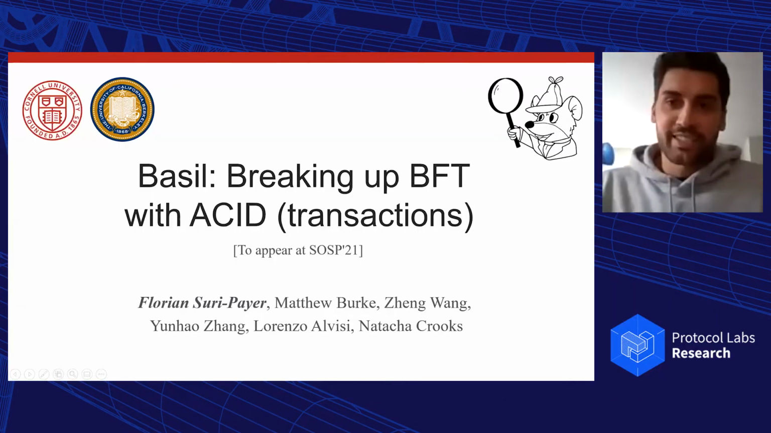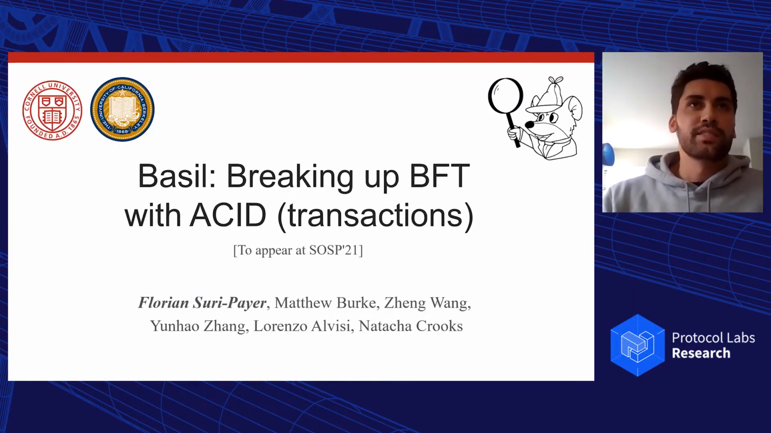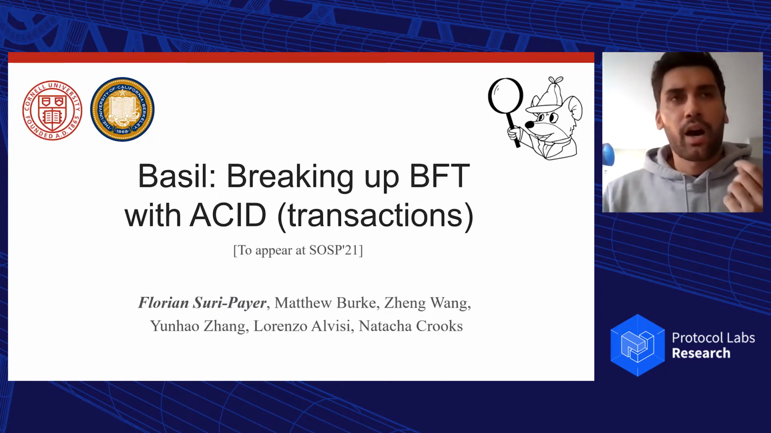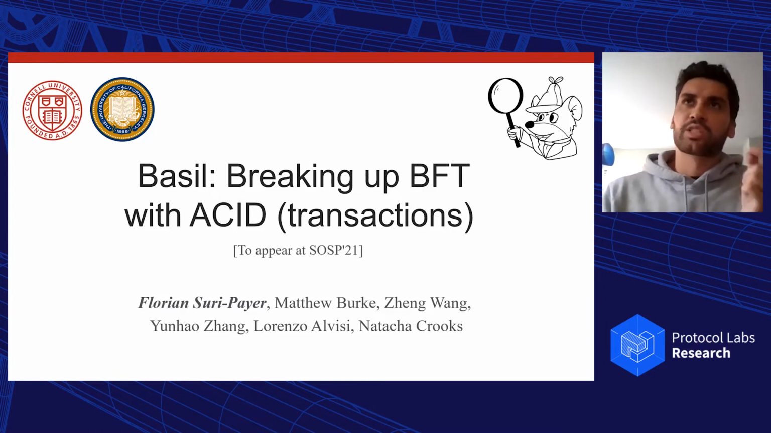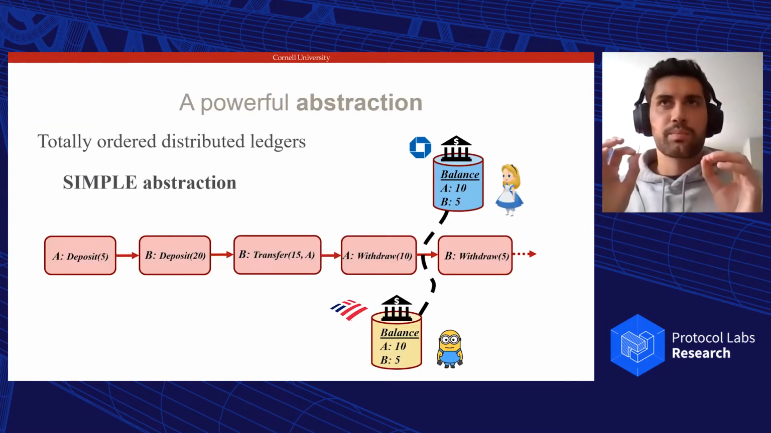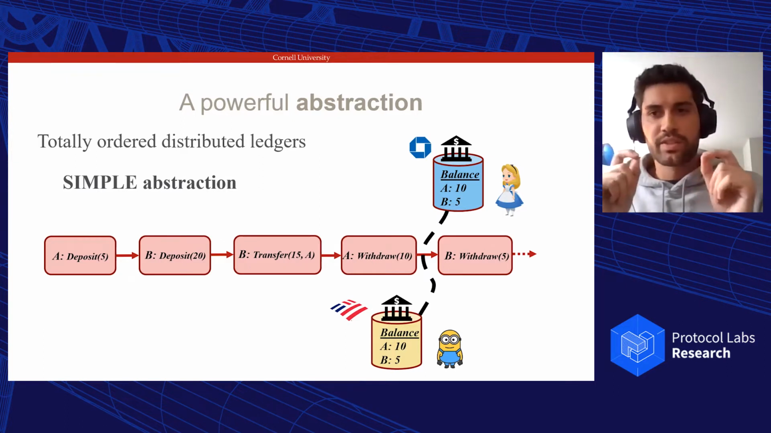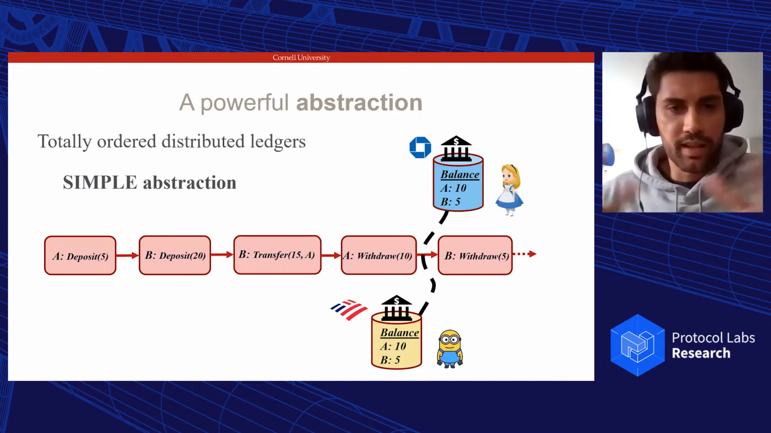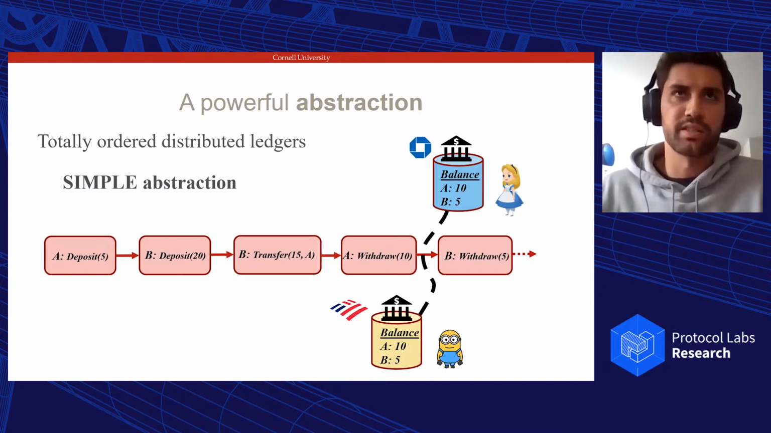Transactions. I'm really excited to be able to talk to you today about a system we built called Basil, where we try to rethink how to build performant but expressive BFT databases. Before I get into Basil itself, I want to start by briefly building our context by revisiting the simple but beautiful abstraction of totally ordered ledgers that lies at the core of most BFT or blockchain systems.